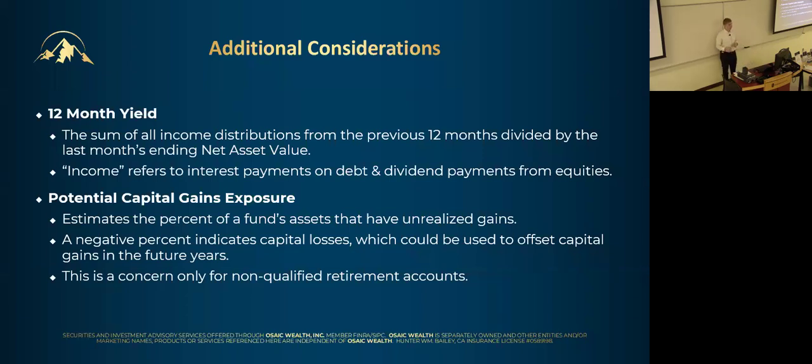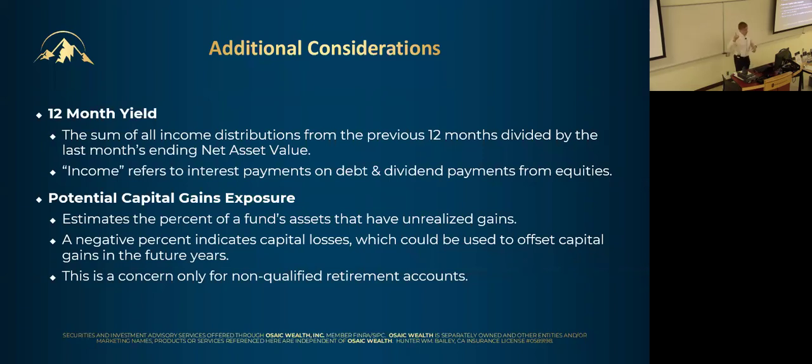A negative percent indicates capital losses, which could be used to offset capital gains in future years. This is something a fund manager will do all the time, especially if they do a rebalance or are changing their strategy. They say, I've got losses here and gains here, let's net those for a zero impact, and then move on to the next thing they want to do. This is really only a concern for non-qualified accounts, because just like a dividend, if it's in an IRA and gets paid out, you don't have any tax bill that year. The only tax bill you have is when you take the money out.